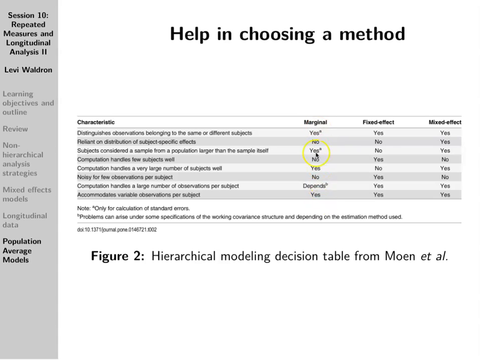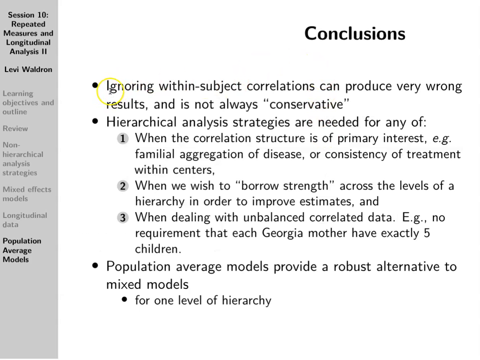And there are some various computational considerations to take into account to do with the size of your groups and the number of groups. So in conclusion, ignoring within subject correlations can produce very wrong results, and it's not always conservative.